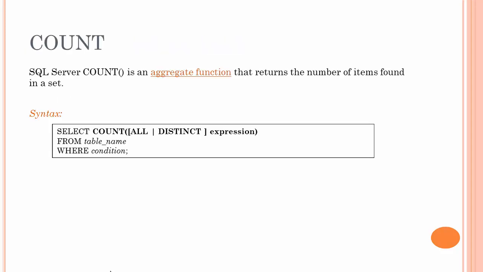What is the count function? The SQL Server count function is an aggregate function that returns the number of items found in a set. So here we have the syntax of the count function: SELECT COUNT (ALL | DISTINCT expression) FROM table name WHERE conditions. Here ALL and DISTINCT are an optional part, and the WHERE condition we will pass if we want to apply some filter. So let's see how we can use this count function in SQL Server.